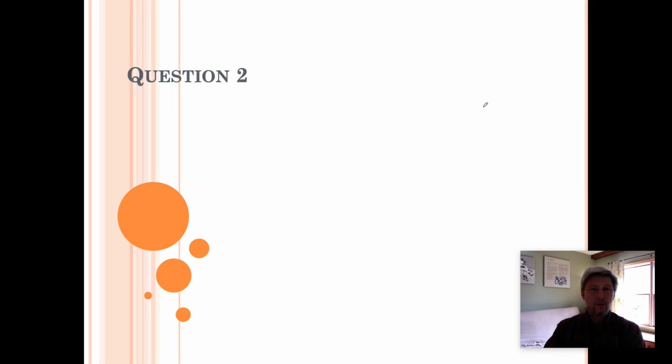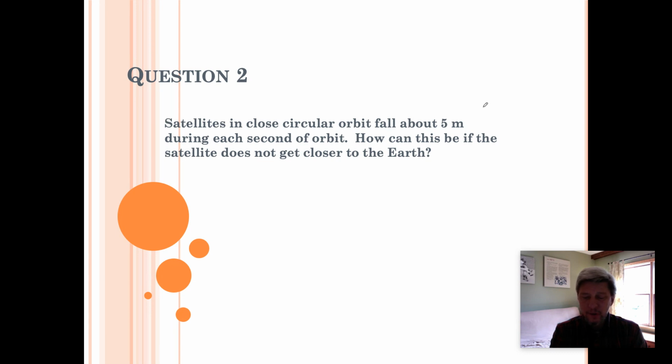That leads us to a second question here. Satellites in close circular orbit fall about 5 meters during each second of orbit. How can this be if the satellite does not get closer to the Earth? Well, these same satellites that are falling about 5 meters each second are also traveling about 8,000 meters horizontally.